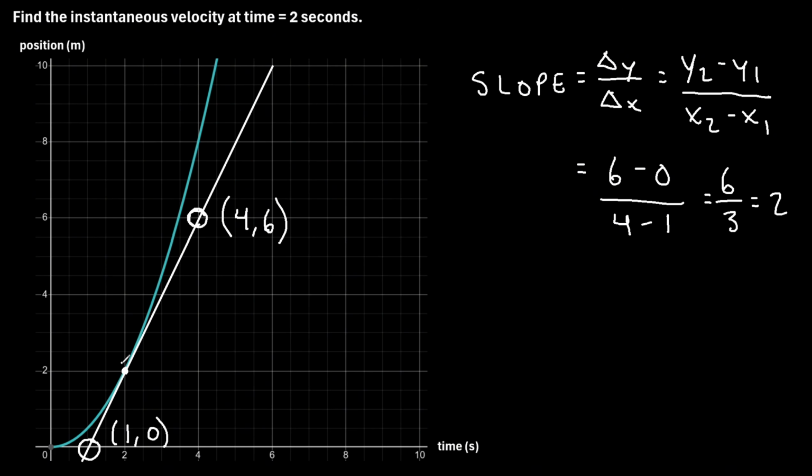So the slope at this exact point in time, at a time of 2 seconds, is 2, and let's write our units. It will be 2 meters per second, since we're talking about velocity. So this is our instantaneous velocity at a time of 2 seconds. That's how you can find instantaneous velocity if you're given a position versus time graph. Just draw a tangent line that touches the graph at the exact time that you're interested in, and then calculate the slope of that tangent line by picking 2 convenient points on the tangent line.